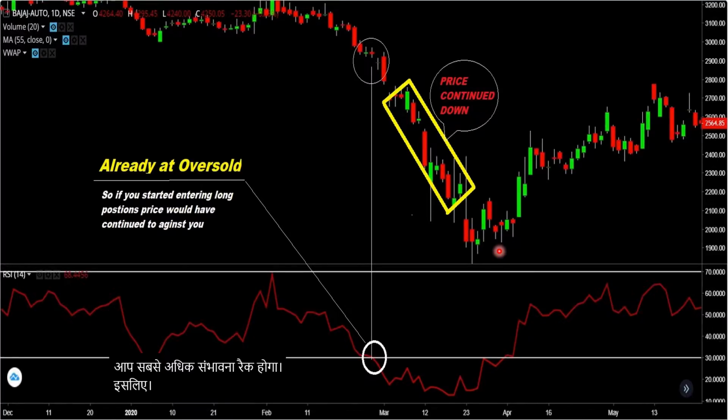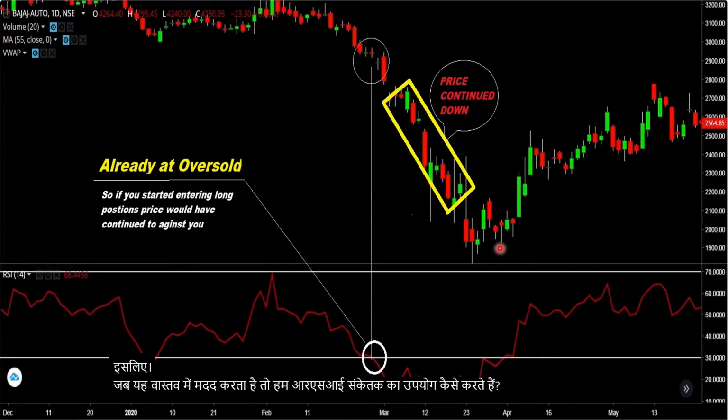So, how do we use the RSI indicator when it actually helps in our overall analysis?